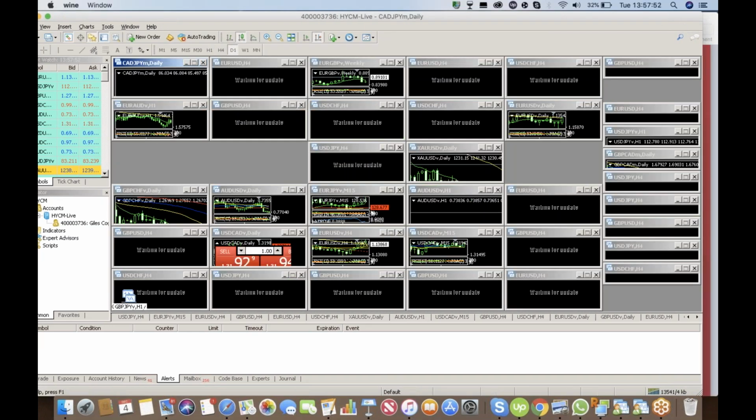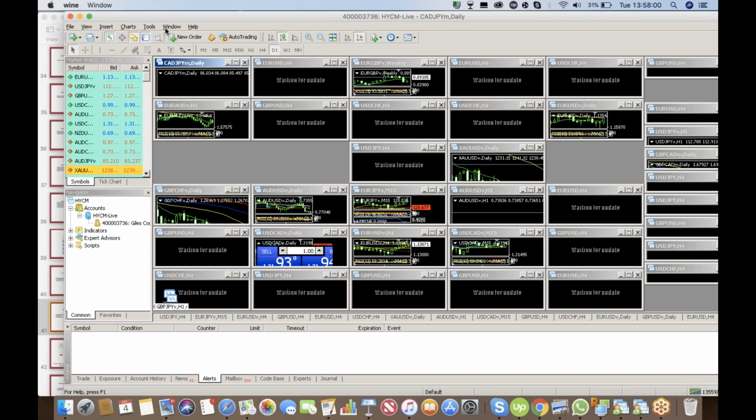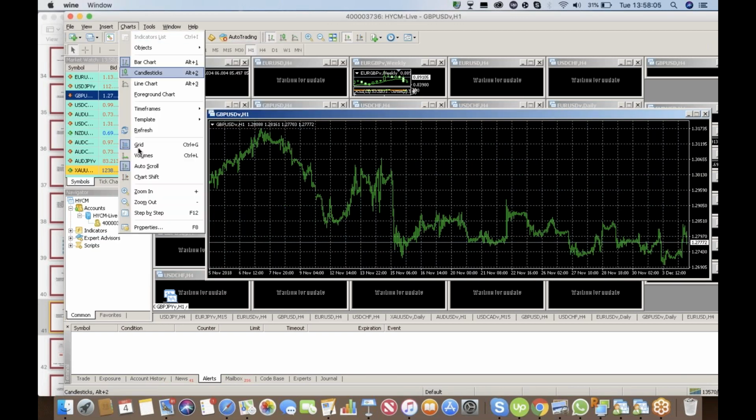So let's look at the pound US dollar. Now we've seen some US dollar weakness, so we're going to see a little bit of appreciation of the pound against the US dollar. So that's good news if we're looking to trade the pound. We want to try to get a better price.